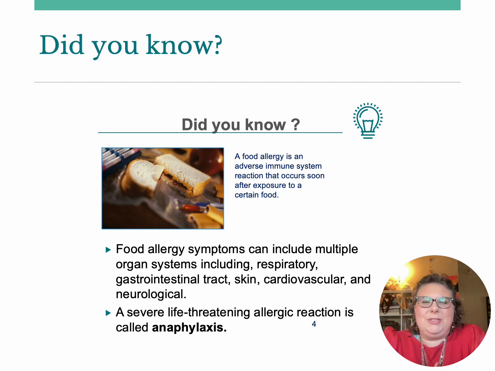So first we have to understand how food allergies work. What is the nature of a food allergy? So let's talk about it. It is an adverse immune system reaction that occurs after the exposure to a certain food. There are more than 170 different foods that can cause allergies, but most allergies are caused by milk, eggs, fish, shellfish, wheat, soy, peanuts, and tree nuts. But people can be allergic to anything.